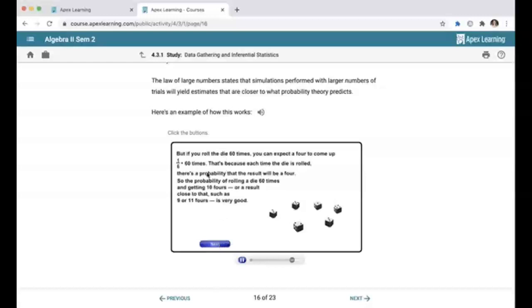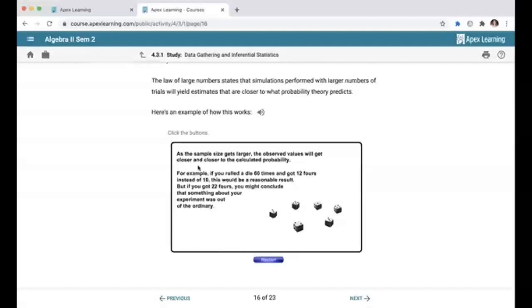But if you roll the dice 60 times, you can expect a 4 to come up 1 over 6 of the time. That's because each time the dice is rolled, there's a probability of 1 over 6 that the result will be a 4. So if we roll it 60 times and we get ten 4s, that's really close. Same thing if we get a 9 or 11, that's really close to the 10 that it should be based on our probability. And as our sample size gets larger, the values we get are closer to our calculated probability.